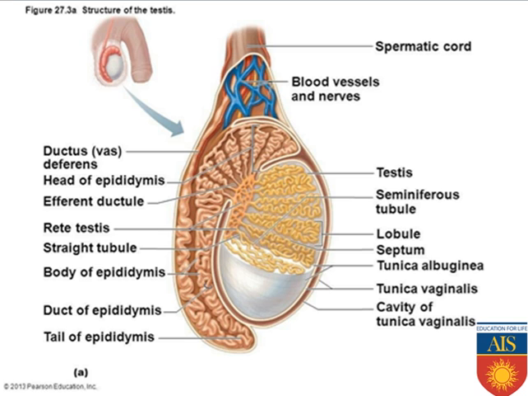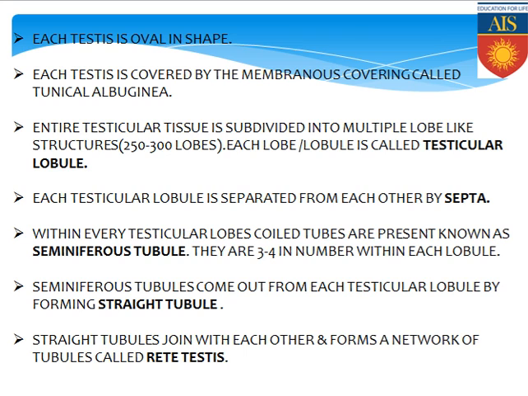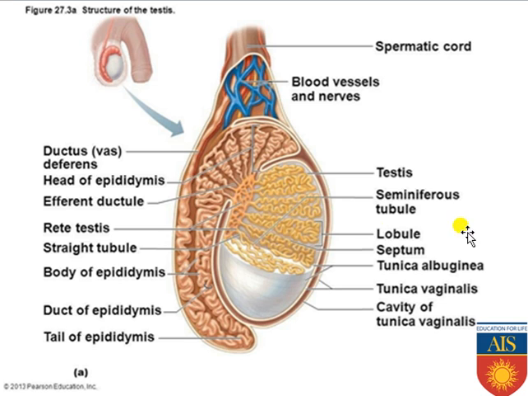You can see here, and I have already shown you in this slide, the entire testis structure is subdivided into multiple compartments or lobules. The number of lobules is almost 250 to 300 within each and every testis, and those lobes or lobules are commonly known as testicular lobules. Keep it in your mind. Next, each testicular lobule is separated from the others by a membrane-like structure known as septa. That I have also told you, this is the septa or septum.